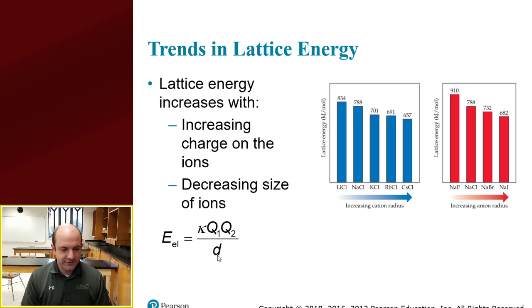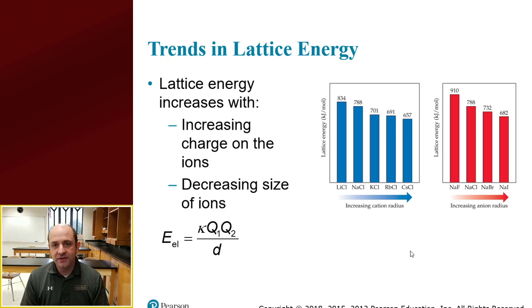The distance also matters. We get more lattice energy with smaller ions. So here, see with lithium chloride, where lithium's the smallest, all of these are chlorides, the lithium's the smallest, bigger lattice energy because the denominator will be smaller. As we get to bigger and bigger ions, like cesium here, well, cesium's the biggest of them all. It has a lower lattice energy because the denominator is getting bigger.